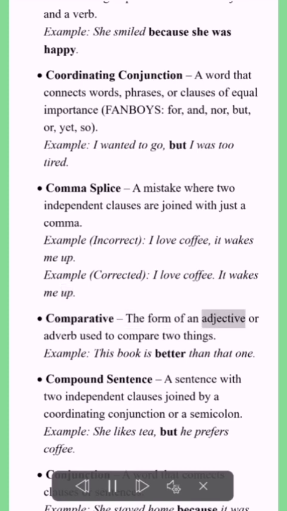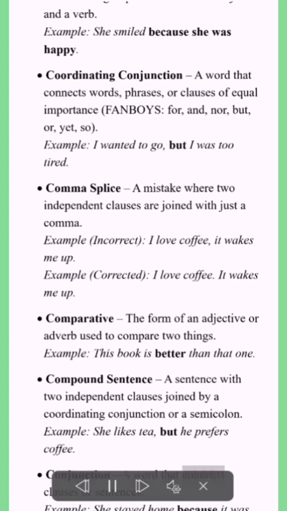Comparative, the form of an adjective or adverb used to compare two things. Example: this book is better than that one. Compound sentence, a sentence with two independent clauses joined by a coordinating conjunction or a semicolon. Example: she likes tea, but he prefers coffee.